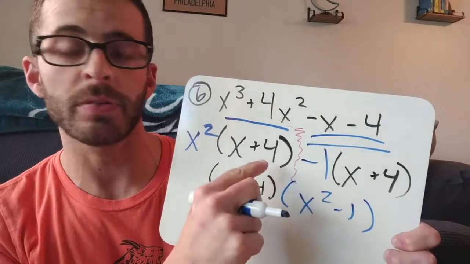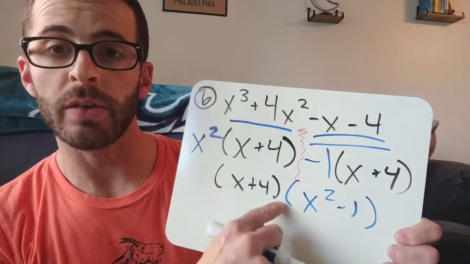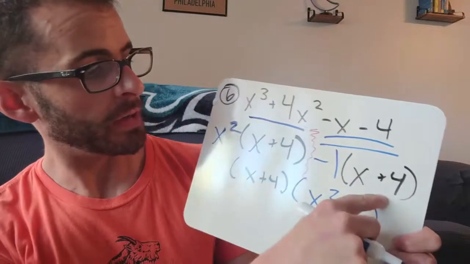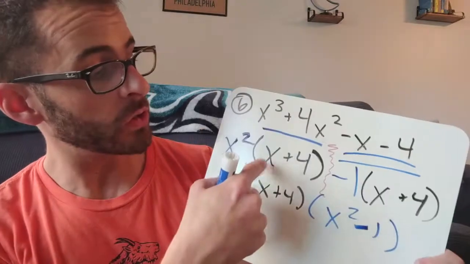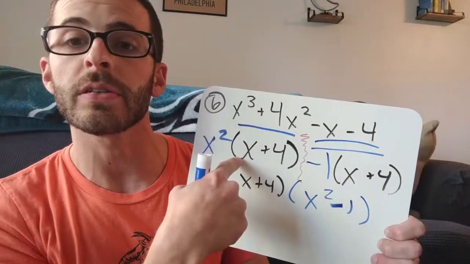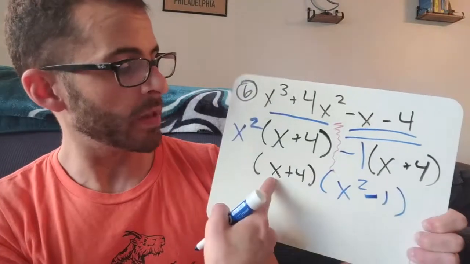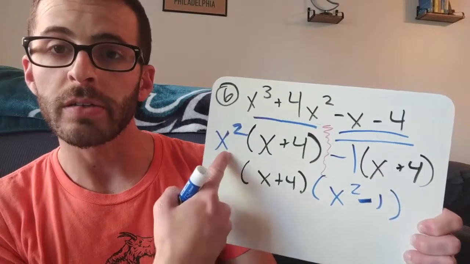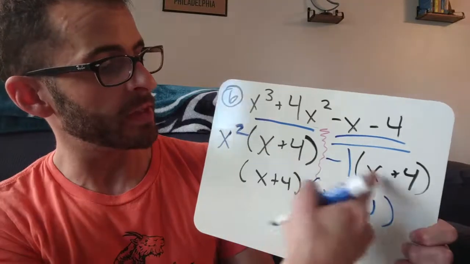When I took out the x plus 4 from this side, I was left with the x squared. When I took out the x plus 4 from this side, I was left with the -1. What did we do with anything that was left over in the previous step? We put it in parentheses. What am I going to do in this step? I'm going to put it in parentheses. What do they have in common? Always goes out front. Boom, boom, boom. What's left over always went in parentheses.